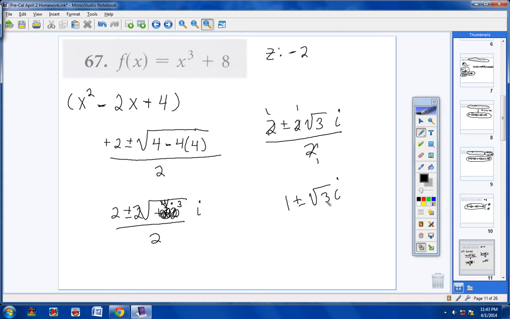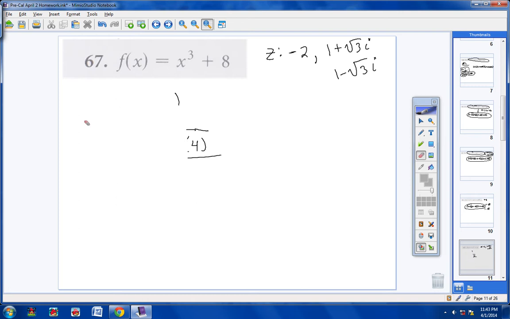Now, let's come up here. We found our other two zeros, so I'm going to put one of them here: 1 plus square root of 3i. And the other zero, 1 minus square root of 3i. Now that's 3 zeros, and the degree of my original equation was 3. That's the maximum number of zeros you can have. Notice we have one rational and then 2 imaginary numbers. Okay? And so we're going to go ahead and write our linear factors.